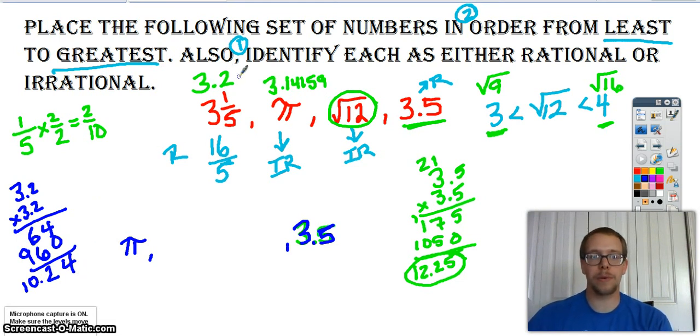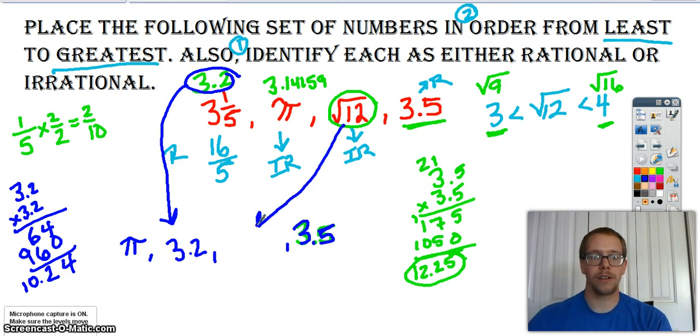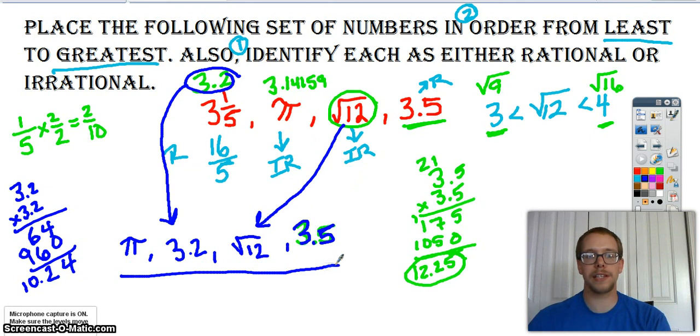Therefore, 3.2 is going to fall in line right after pi. And then the square root of 12 will come thereafter. So there you have it. We've identified these numbers as either rational or irrational, and we have also placed them in order from least to greatest.